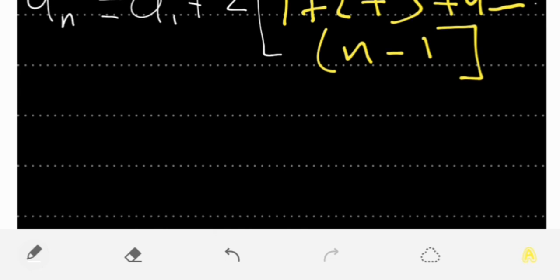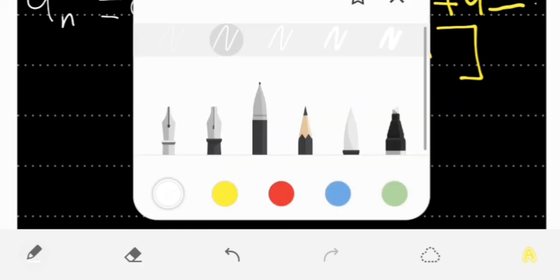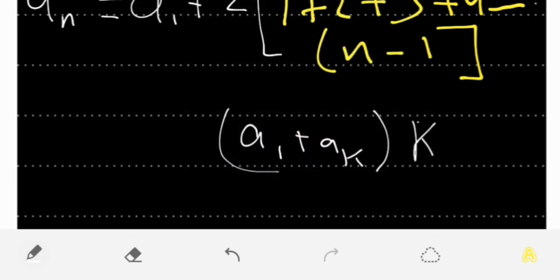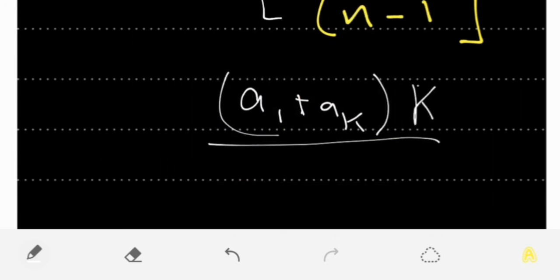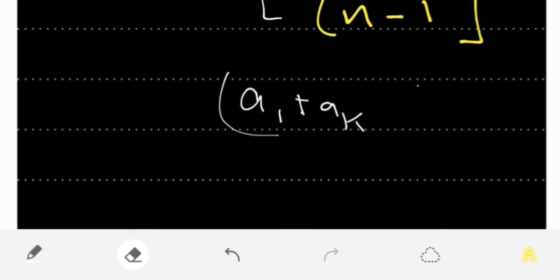Now, how can we sum arithmetic progressions? It is the first term a1 plus the last term an, multiplied by the number of terms, divided by 2. Usually the number of terms is n, but let's use k here, so a1 plus a k, the last term that we want, multiplied by k and divided by 2. So this was the formula for the sum of an arithmetic progression.